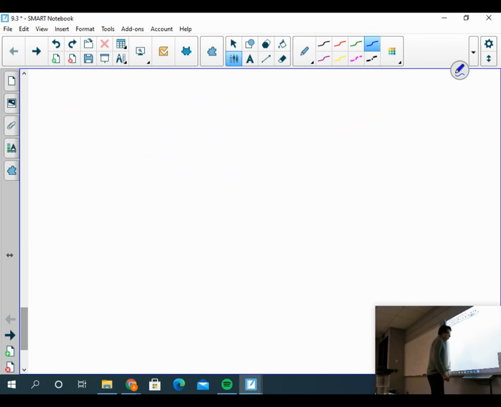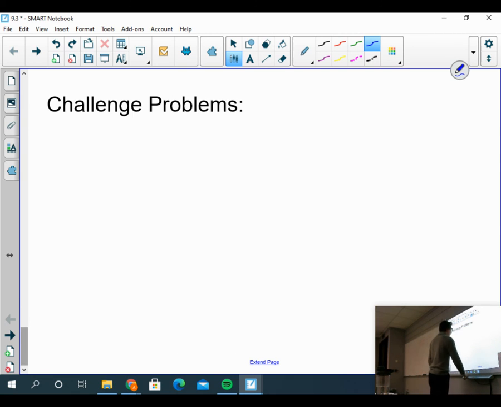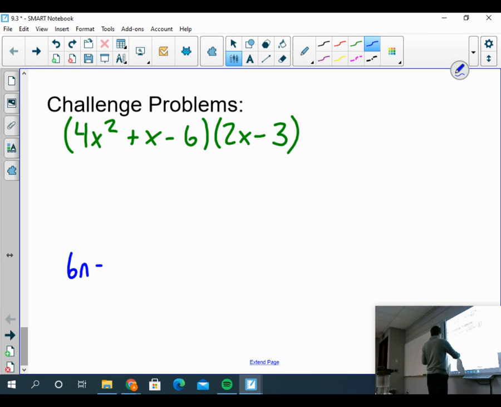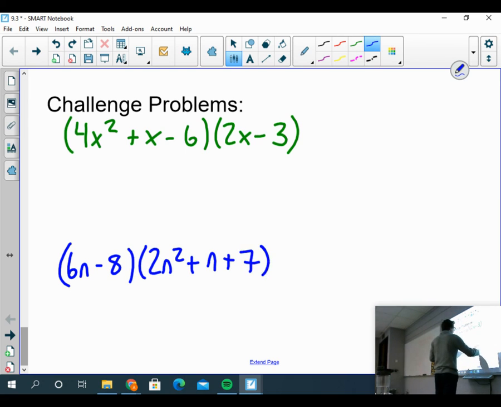All right. To conclude the lesson, let's do 2 final examples. Okay, if you can get these, you're in really, really good shape. Let's do 4x squared plus x minus 6 times 2x minus 3. And we'll do 6n minus 8 times 2n squared plus n plus 7.